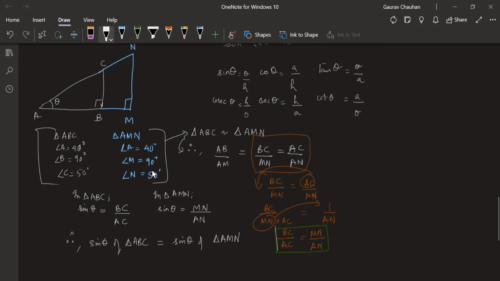From this result, I can see that it's not just for sine theta. It will be for all of these ratios, because I can manipulate this particular set of equations. There are 3 equations here. I can manipulate this set of equations to show that cos theta of both the triangles will be the same, and tan theta of both the triangles will be the same.